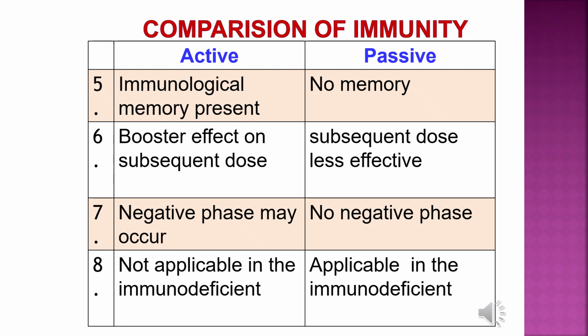In active immunity, immunological memory is present, and a booster effect on a subsequent dose is present. The negative phase may occur because of the previous antibodies, and it is not applicable in immunodeficient persons. In passive immunity, there is no memory and a subsequent dose is less effective, but there is no negative phase, and it is applicable in immunodeficient people.